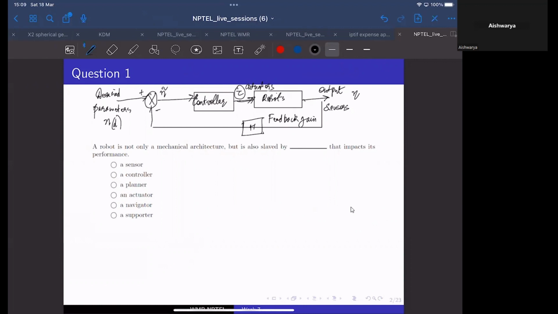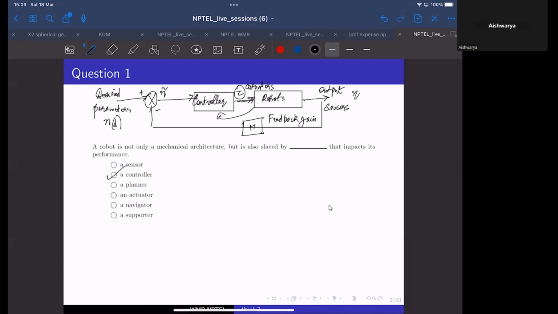The question asks about something that slaves the robot. In that regard, the correct answer would be controller, because no other option makes sense. A robot is basically slaved by the controller.